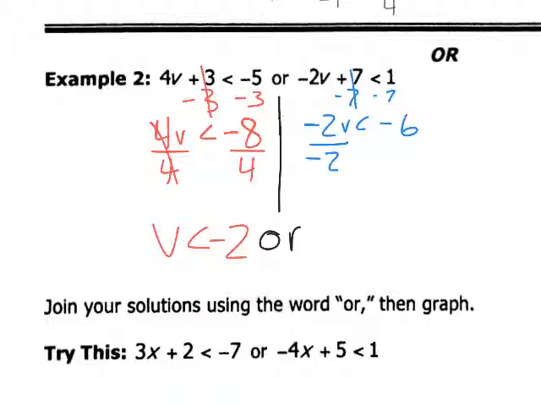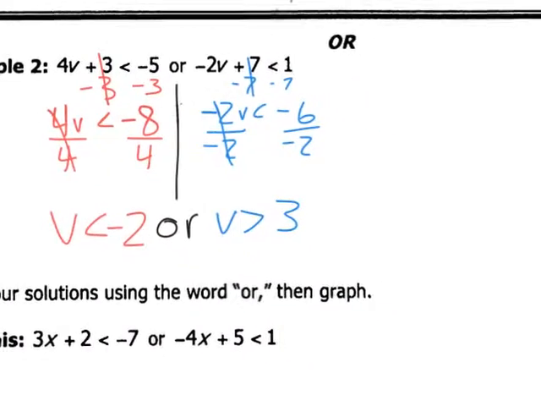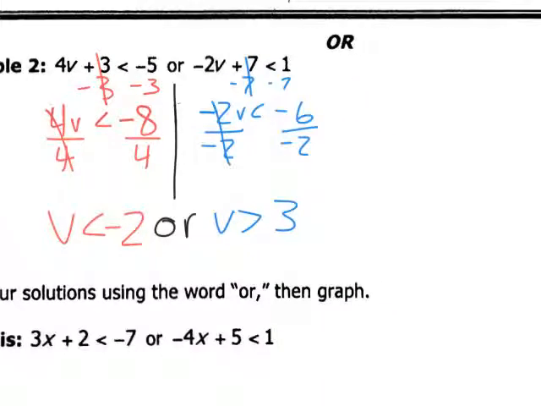I divide by negative 2 on both sides, and don't forget your special rule for inequalities. Since I divided by a negative, I have to flip my inequality sign. So this less than sign is actually going to flip to greater than, and then negative 6 divided by negative 2 is 3.